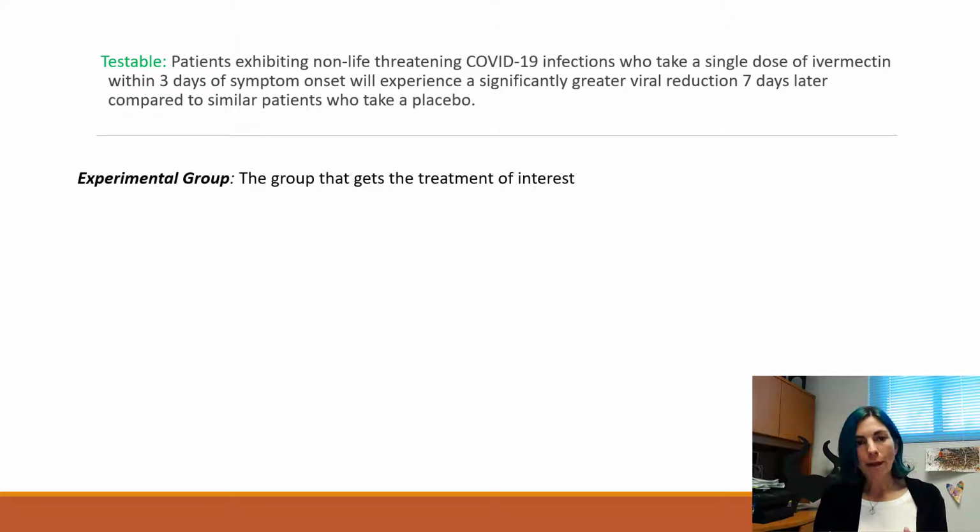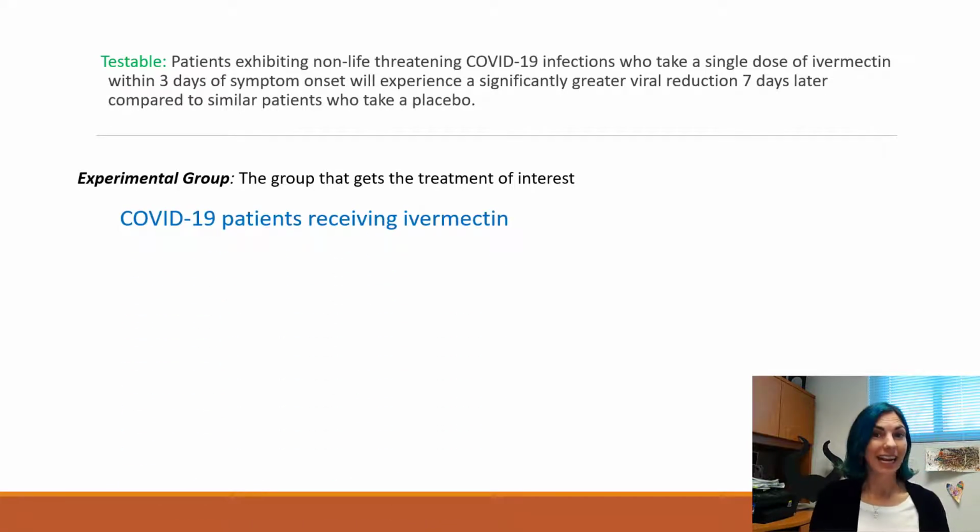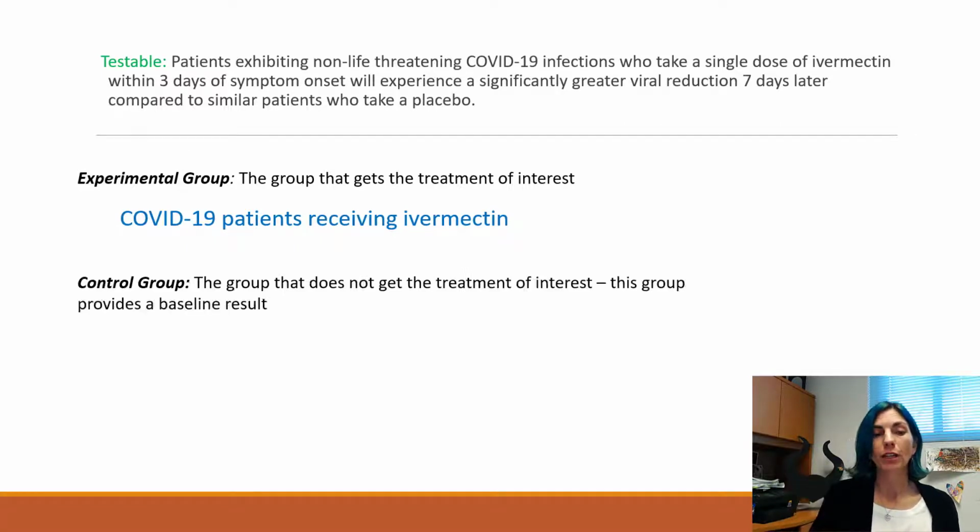So the experimental groups are always the groups that are getting the treatment of interest. And you will always have experimental groups. So here, our experimental group is going to be the one that is getting ivermectin. The control group is necessary in this experiment because it provides a baseline that you can reference in order to compare your experimental group.